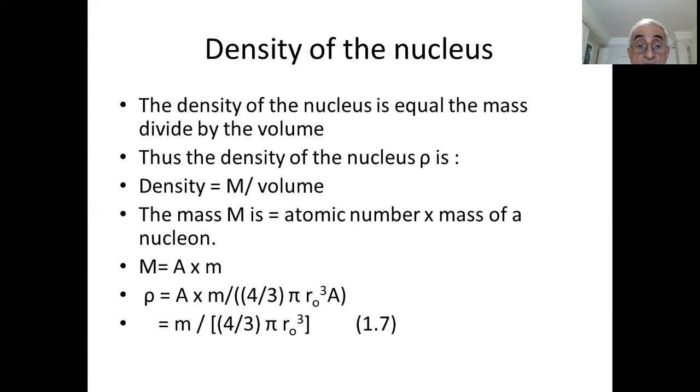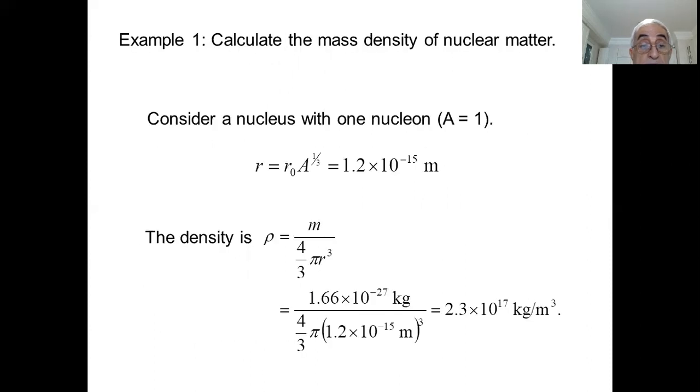Density of the nucleus. The density of the nucleus is equal to the mass divided by the volume. Thus the density of the nucleus ρ is equal to M divided by the volume. The mass M is the nucleon number multiplied by the mass of a nucleon, so M = A × m. Therefore ρ = A m divided by the volume, so ρ will be equal to m divided by 4/3 π R0 cubed.